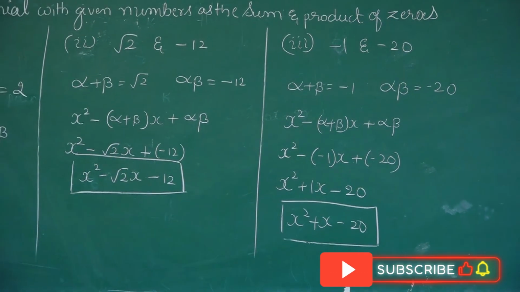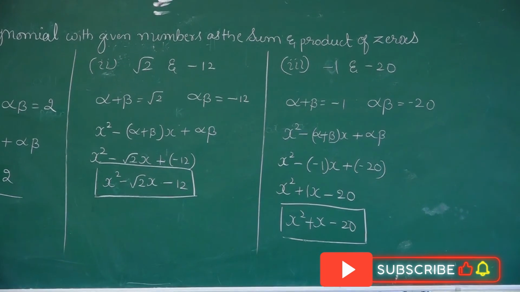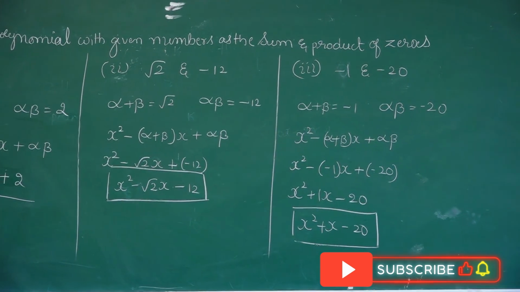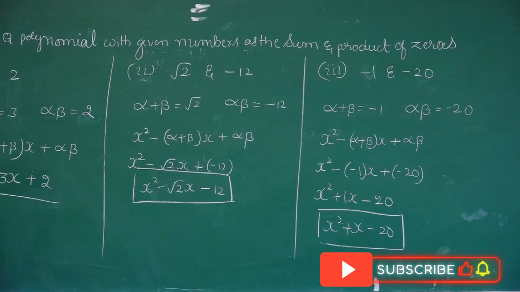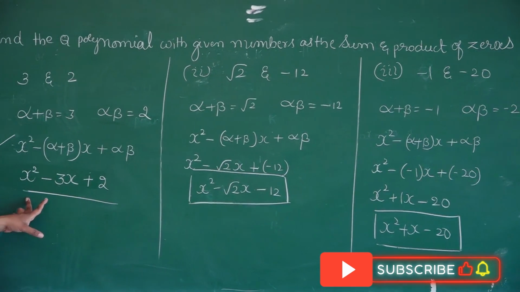So like this, if they give the sum and product of the zeros, by using this equation we can obtain the quadratic equation.